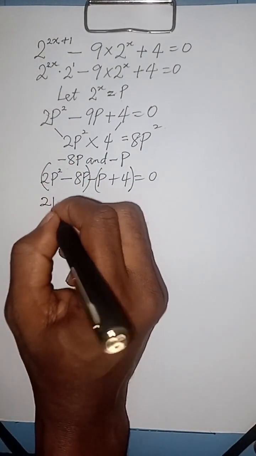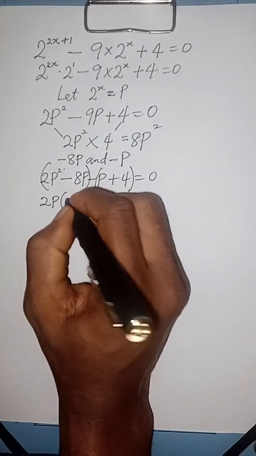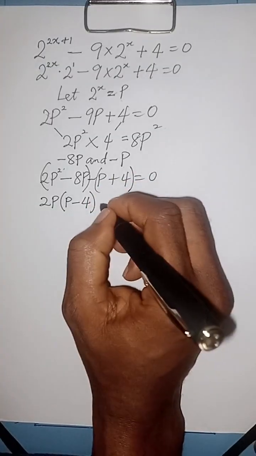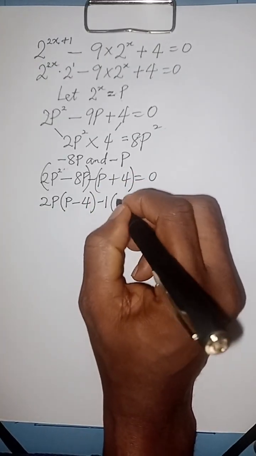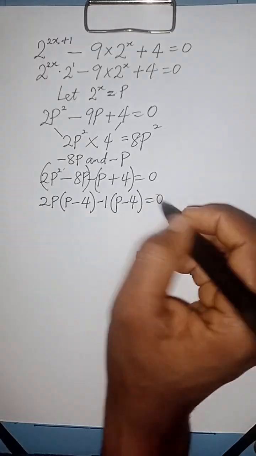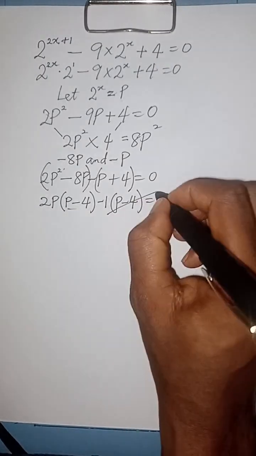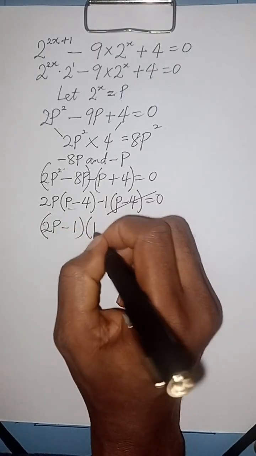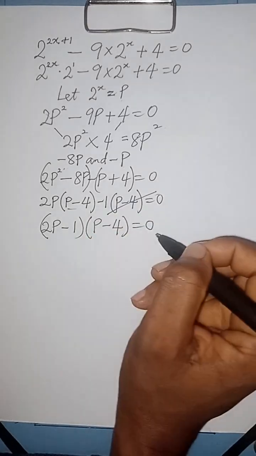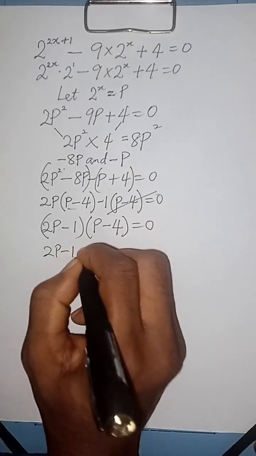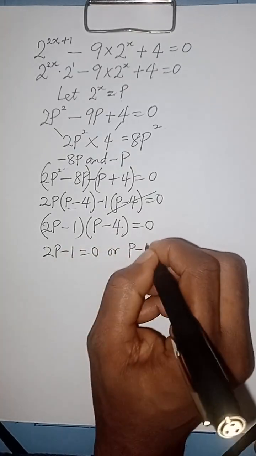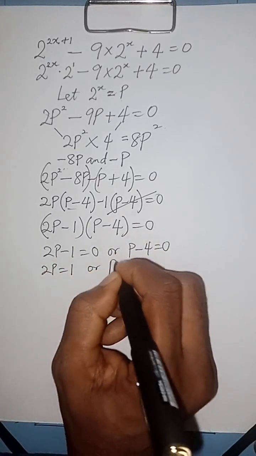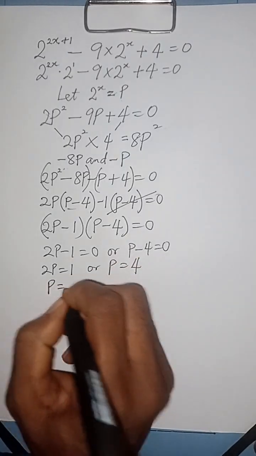Highest common factor is 2p. 2p squared divided by 2p, you're left with p. 8p divided by 2p, you're left with 4. Here, highest common factor is minus 1 and p minus 4. What you have in this bracket is what you have in this bracket, so you take 1 away. And so you have 2p minus 1 in bracket, p minus 4 in the other bracket equal to 0. So 2p minus 1 is equal to 0, or p minus 4 equal to 0. So p is equal to half, or p equal to 4. So here p is half.